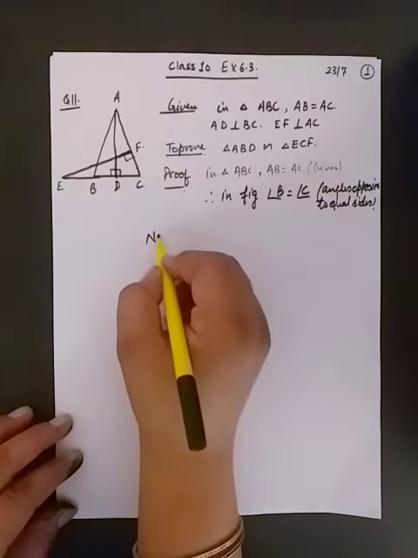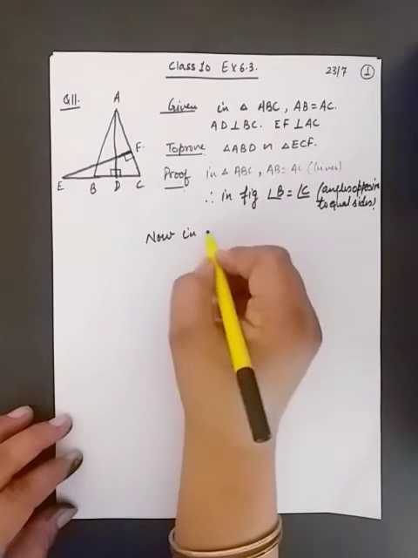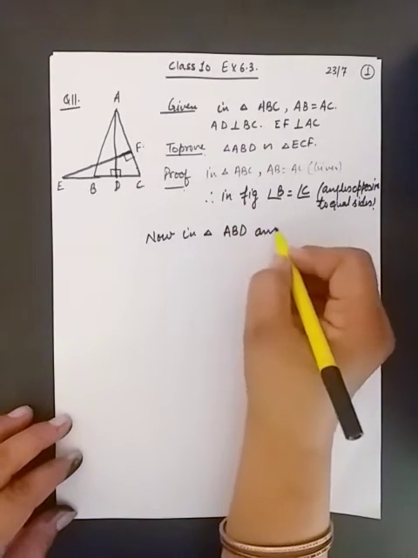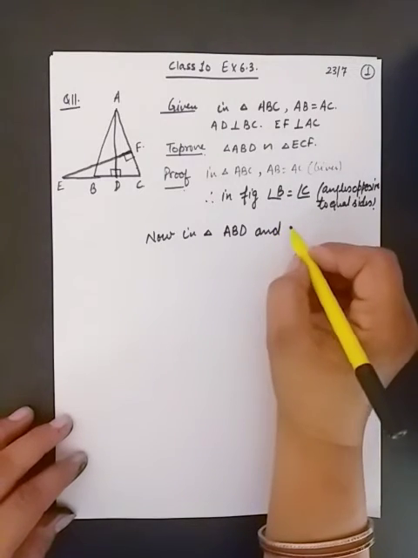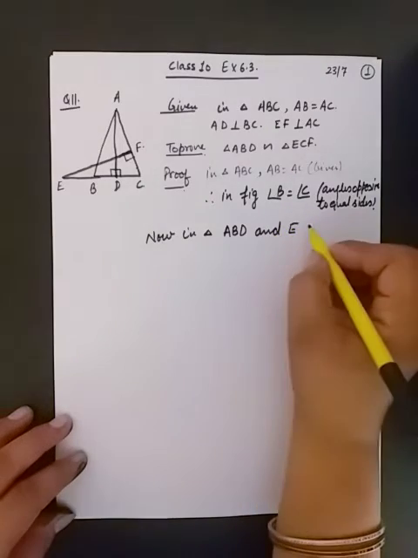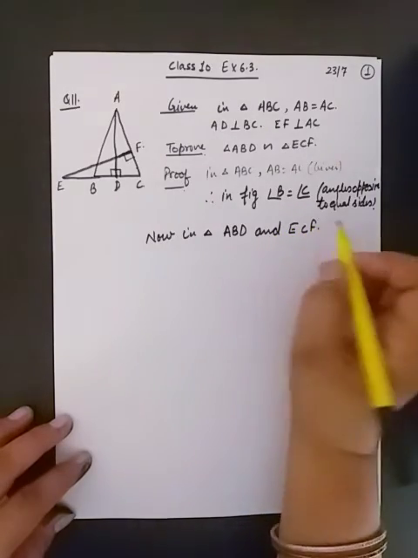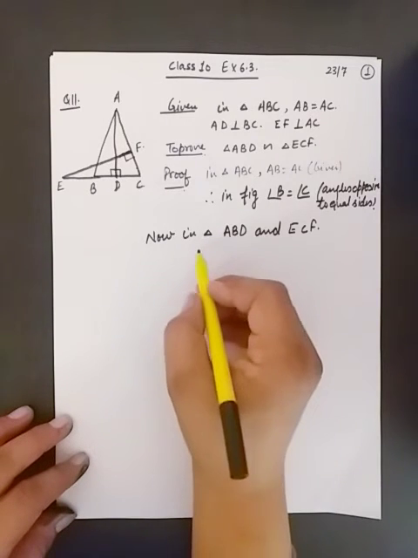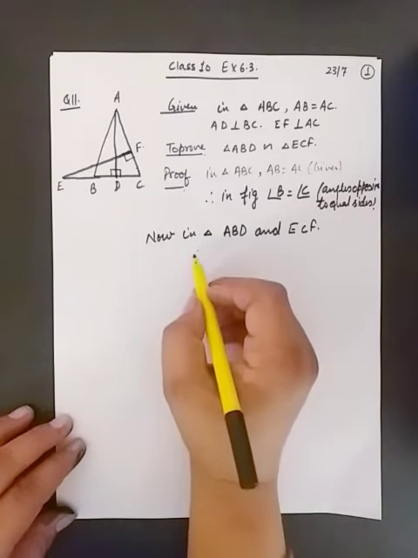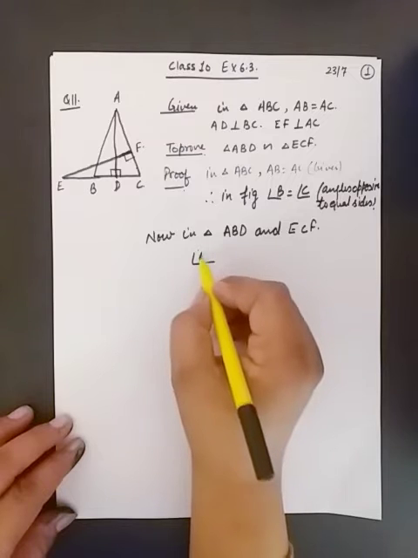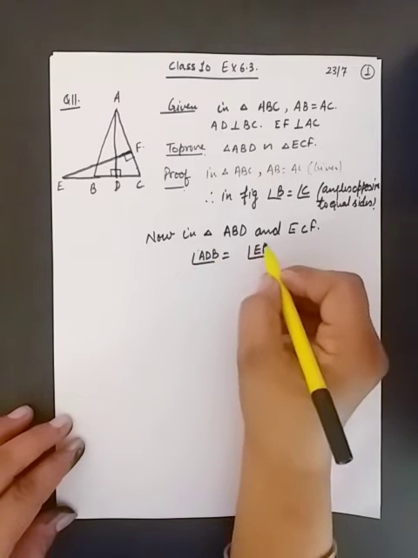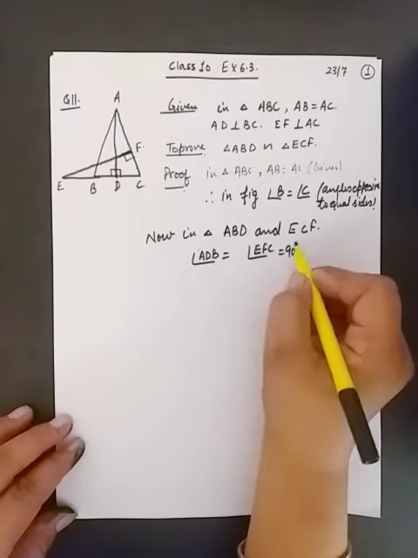Now, in triangle ABD and ECF, we see that angle ADB is equal to angle EFC, equal to 90 degrees.